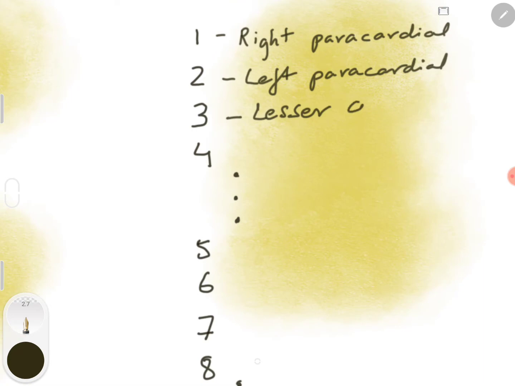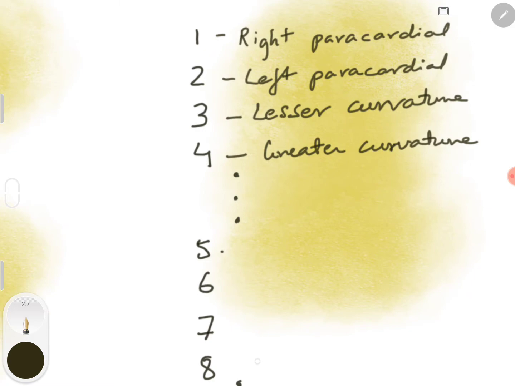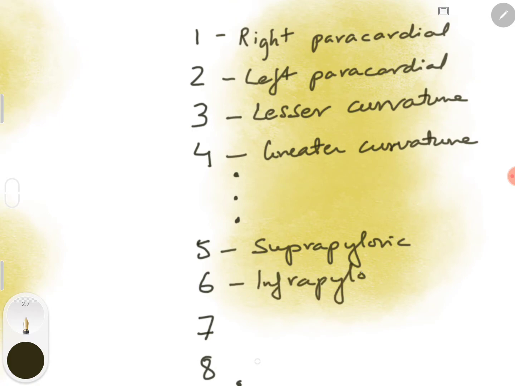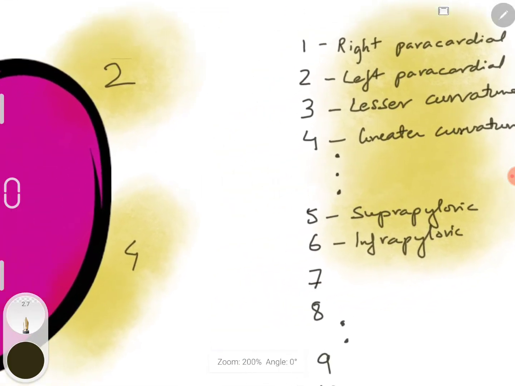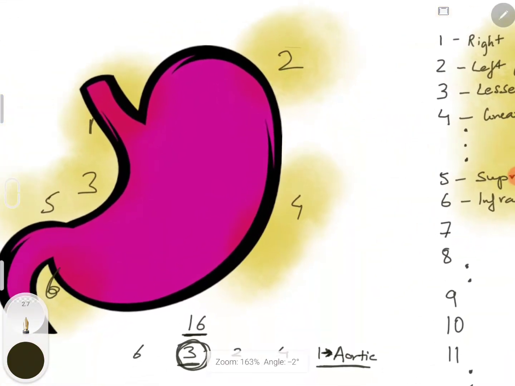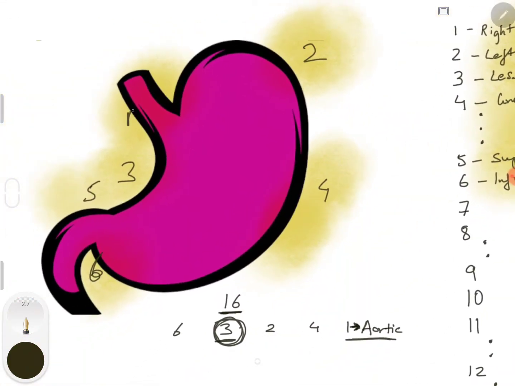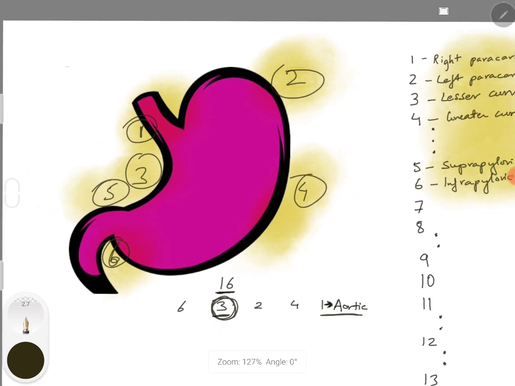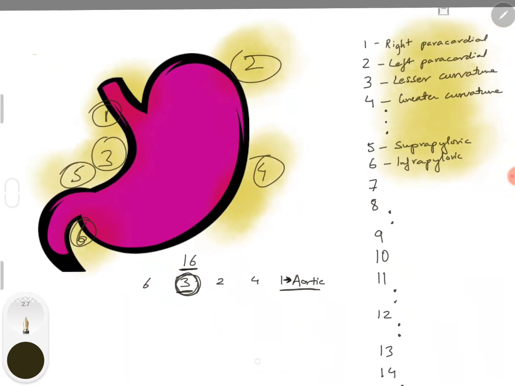Lesser curvature, greater curvature. These are further divided into three groups, which I will tell later: suprapyloric, infrapyloric. So take a look at the pattern. It's right, left, sort of right and left. So this is easy to remember, 1 to 6.